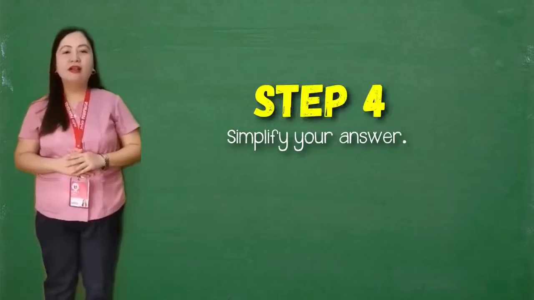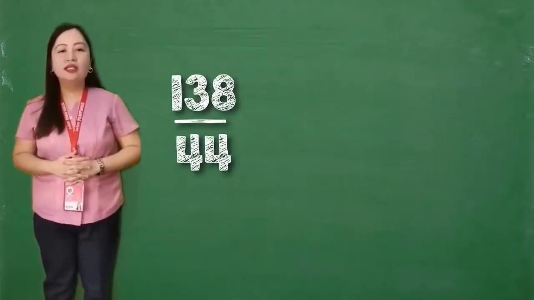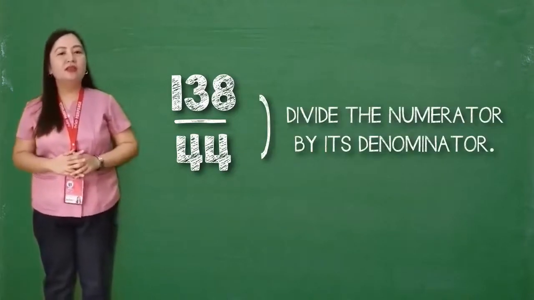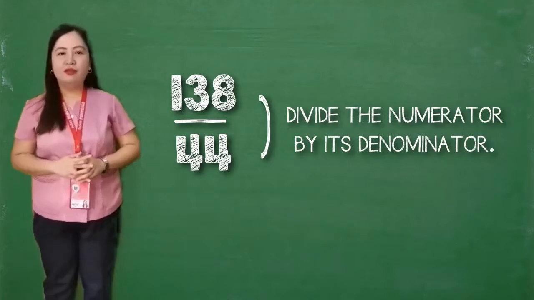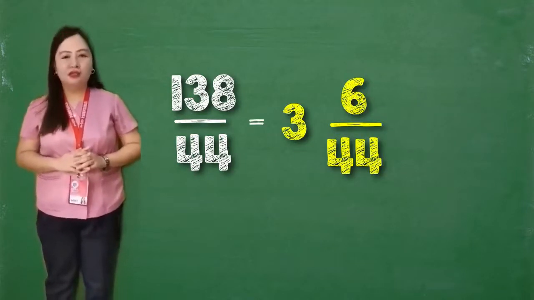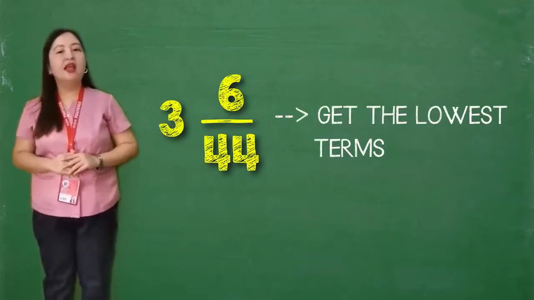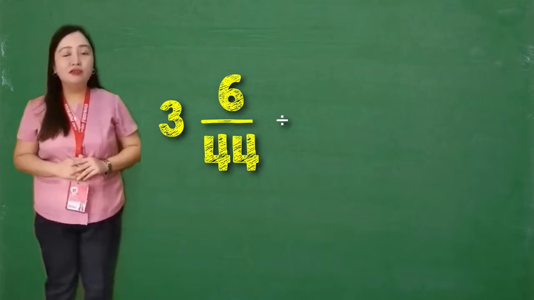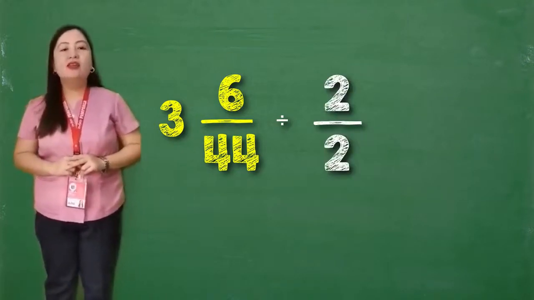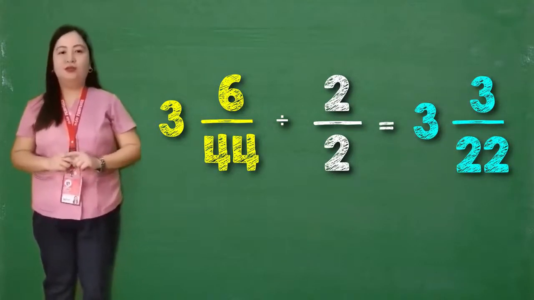Step 4. Simplify your answer. Our product is 138/44. Divide the numerator 138 by its denominator 44. The mixed fraction for it is 3 and 6/44. But we can still get the lowest terms for it by dividing 6 and 44 by 2. So the lowest terms is 3 and 3 over 22.